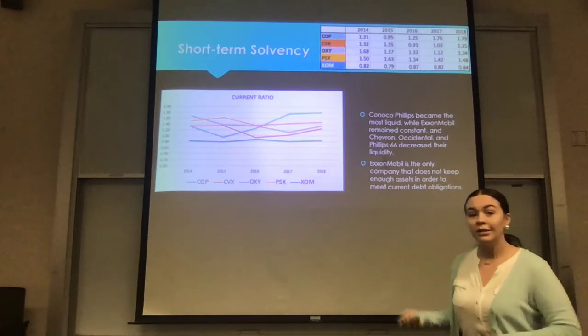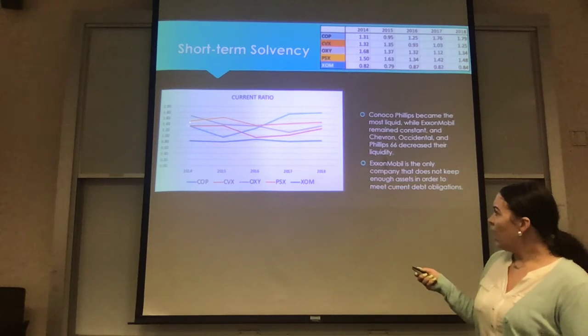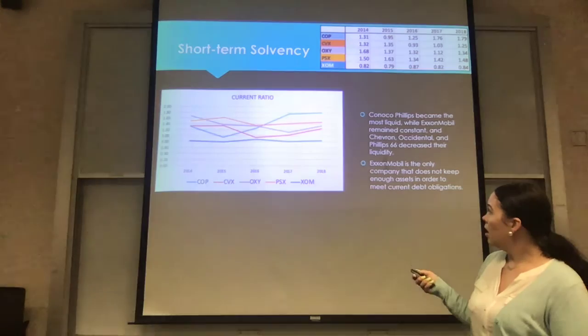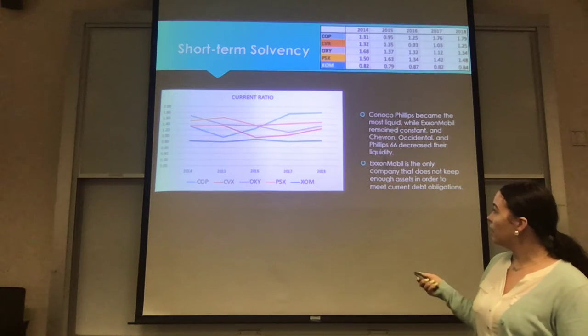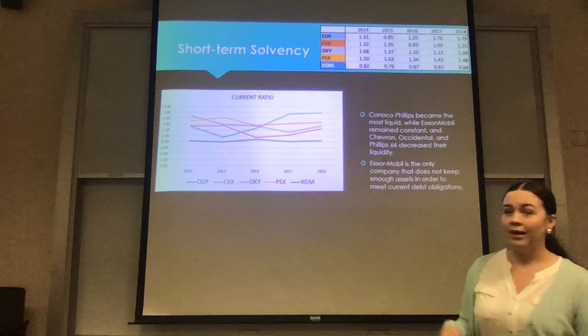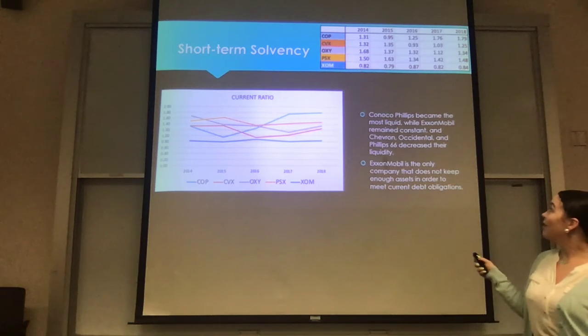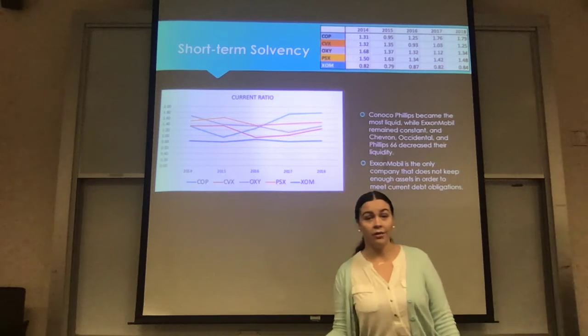Okay, let's look at the current ratio for the oil and gas companies. As you can see, Phillips 66 is the most constant right here. The others, Exxon is constant, but like I told you before, Exxon is the one that does not show that they hold enough assets to repay their liabilities.